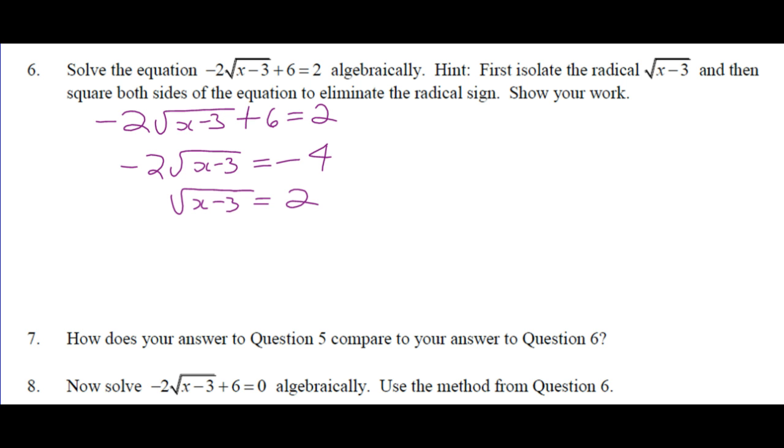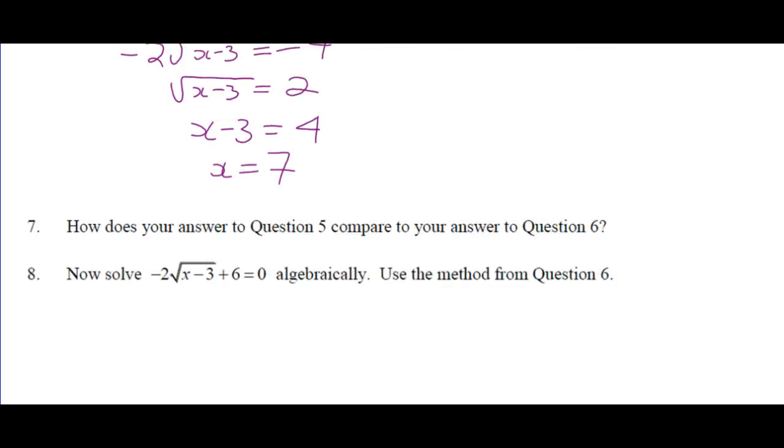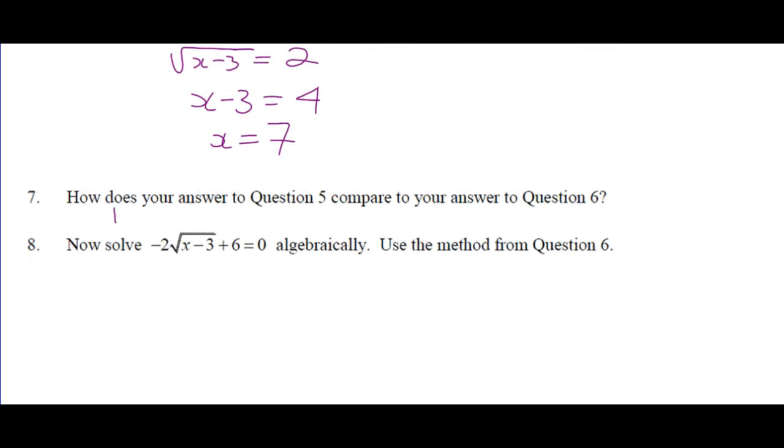Okay, you have to do this when you solve a radical equation, right? There's no other way of doing it. Well, there is, you'll see. Okay, so now what? Square both sides, right? Now we've got the radical isolated. So x minus 3 is equal to 4, and x is equal to 7. Boom, that's the point we found on the graph, right? When y was 2, x was 7. How does your answer compare? It's the same, right?